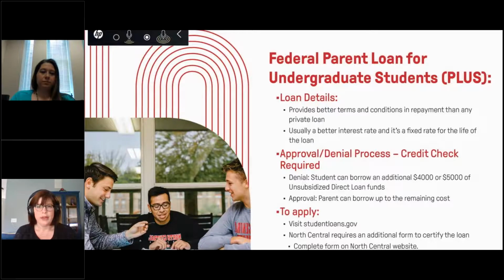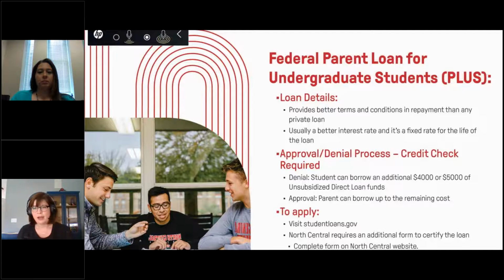Back to the Parent Plus loan. If your parent is interested or able to borrow a loan on your behalf, generally that provides better terms and conditions than a private student loan. We know the interest rate is fixed for the life of the loan, so the 5.30 is probably better than any private loan you're going to be able to find in the consumer marketplace.